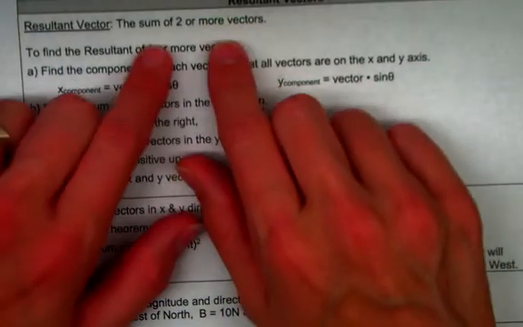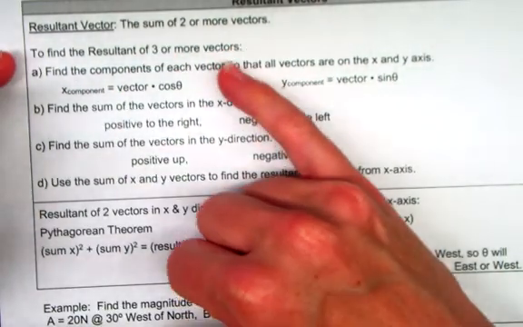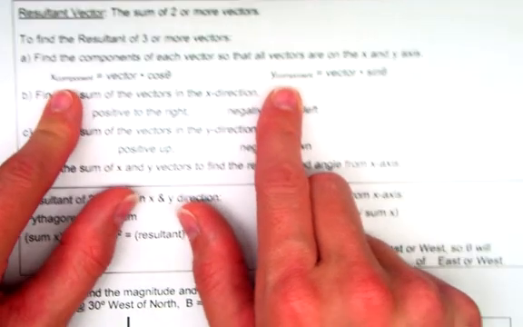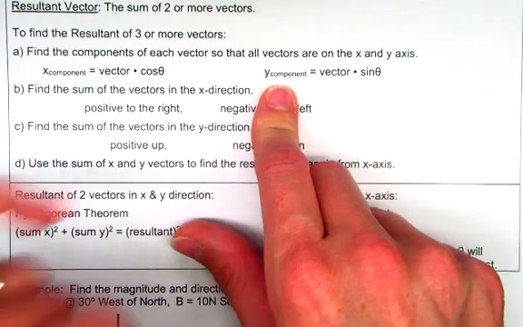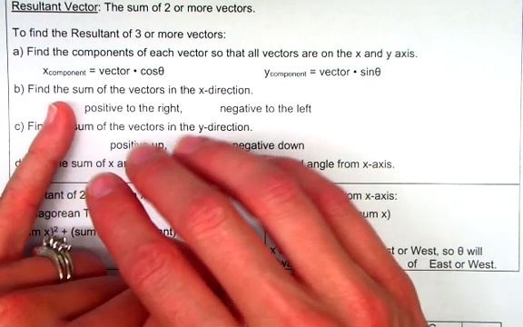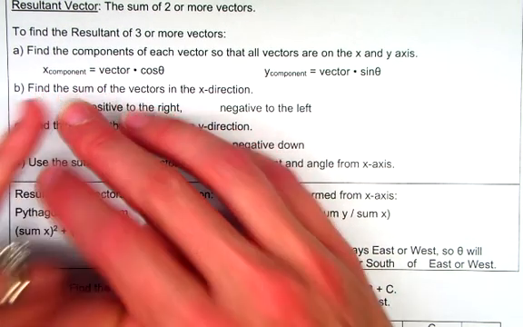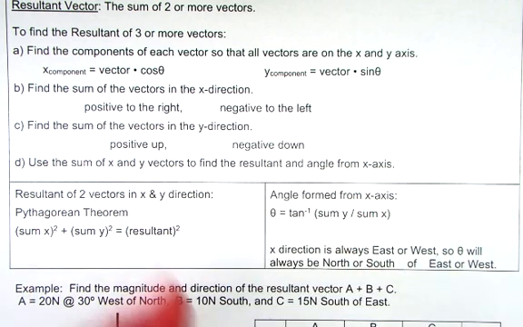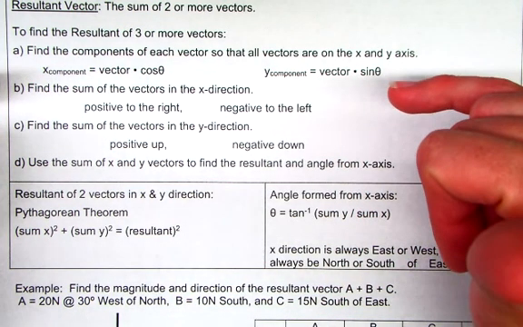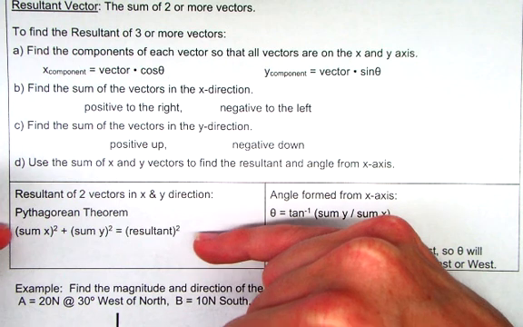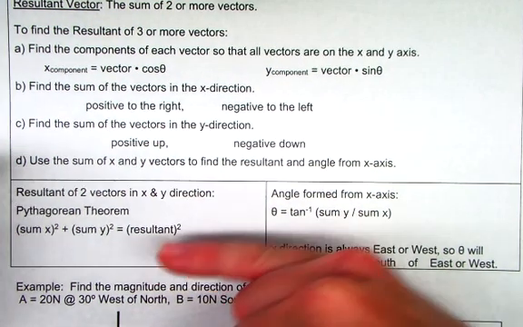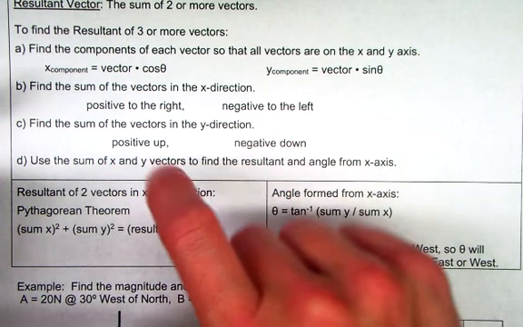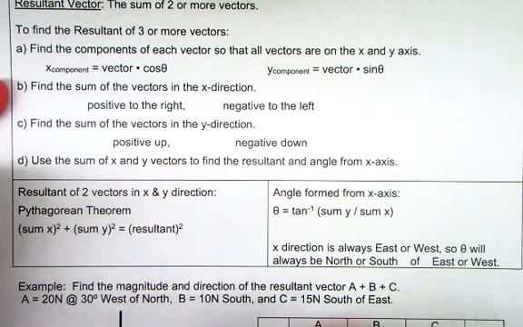So the resultant vector is the sum of two or more vectors. To find the resultant vector, we're going to get the x and the y component. Okay, so the thing is, we are going to now have more than two, but as long as we can get the total movement in the x direction and the total movement in the y direction, we're going to do the same thing where we would end up using the Pythagorean theorem to get the resultant vector. Okay, in the x direction, positive is going to be to the right, negative to the left. For the y direction, positive is up, negative is down.